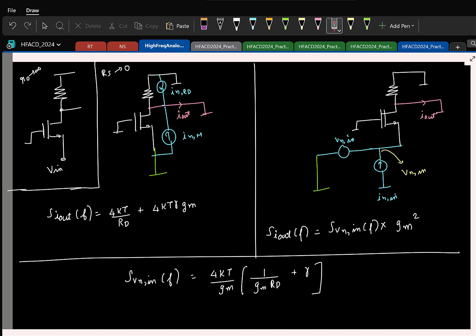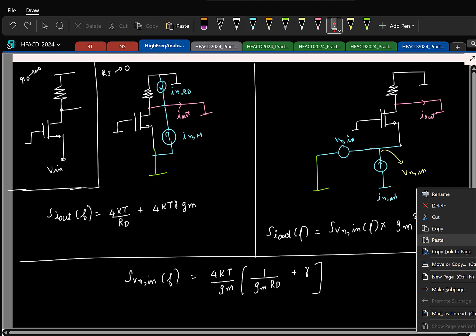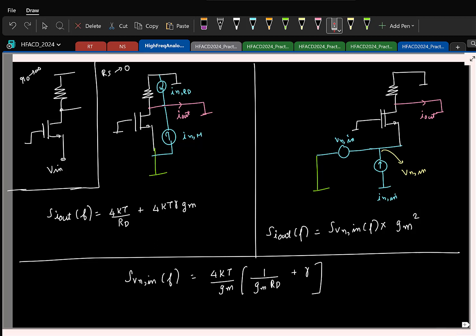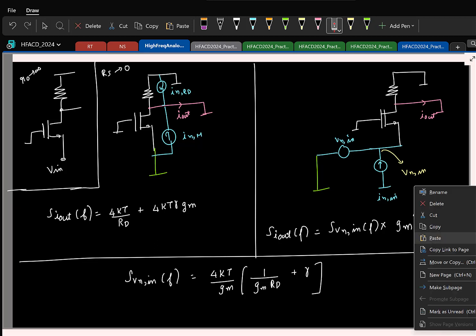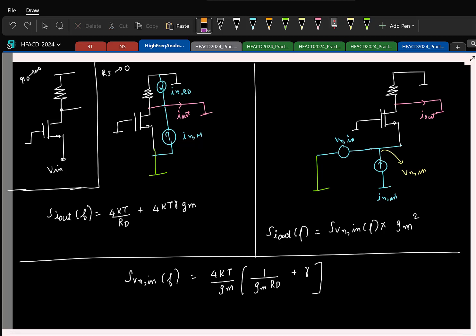As you know, here the input impedance is not infinity. So you also have to find the noise current. That also we can do quickly. So let me copy this. Here I am going to make Rs infinity, which means the input side will be open. So this is basically open. Here also it's open.